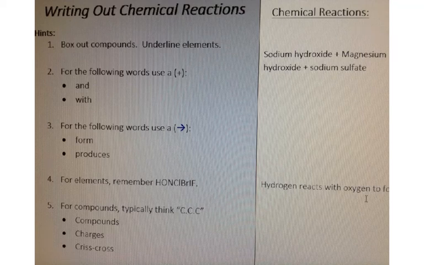All right, tonight what we're going to be doing is translating between words into the chemical equations that have formulas and symbols. So I want you to follow along, and I want you to use these hints until you get really, really comfortable with it. First, I want you to box out any compounds. So anytime you see a name that's a compound, I want you to box it out.